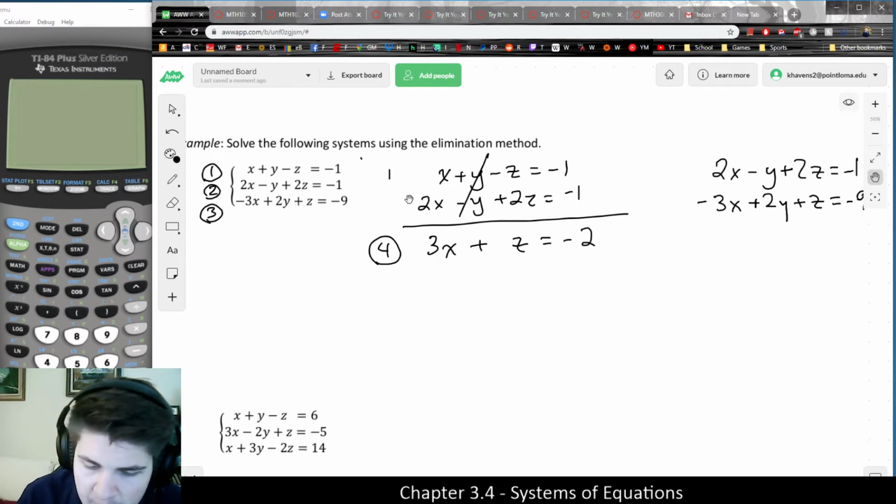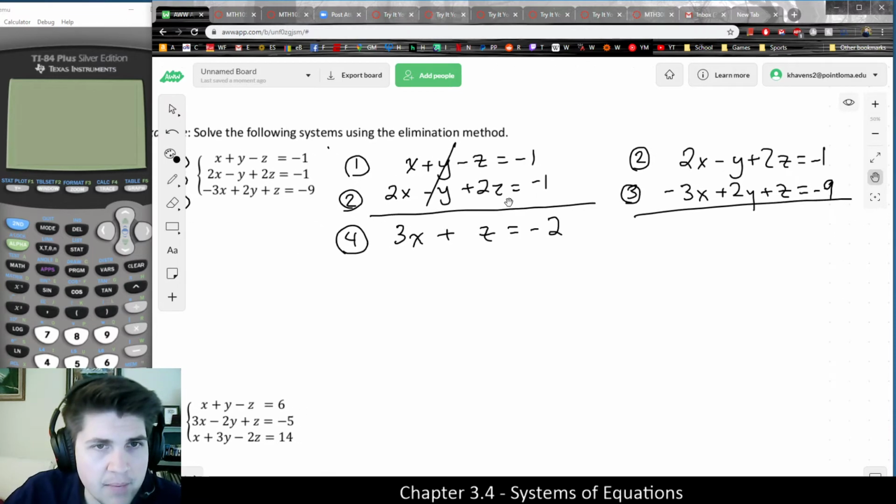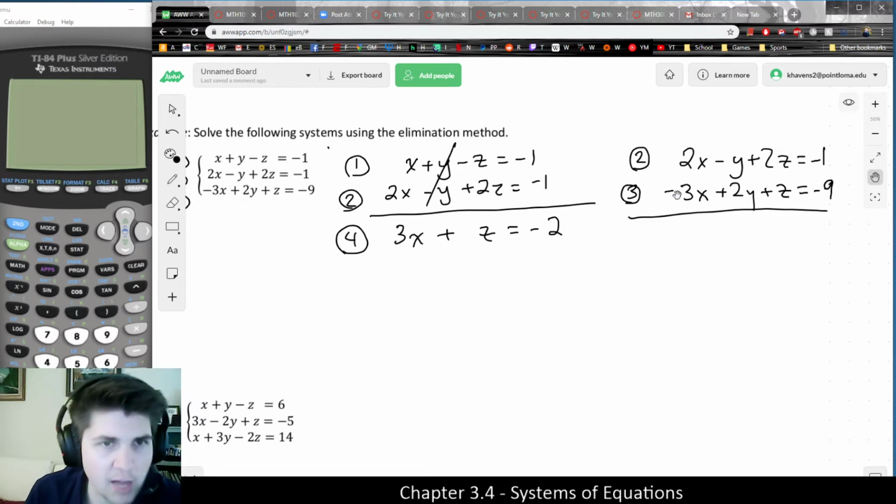And I'm going to go ahead and label my equations as well, just so it's easier to follow later. You don't have to do this, and I definitely don't do this when I'm actually solving them, but when I'm teaching, it helps to keep some organization to my problems.